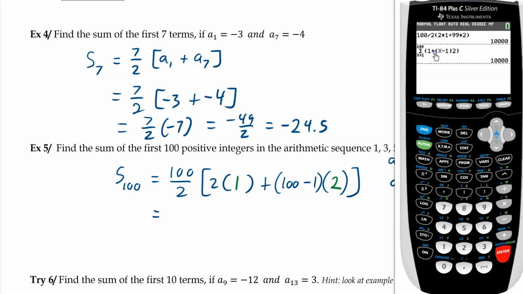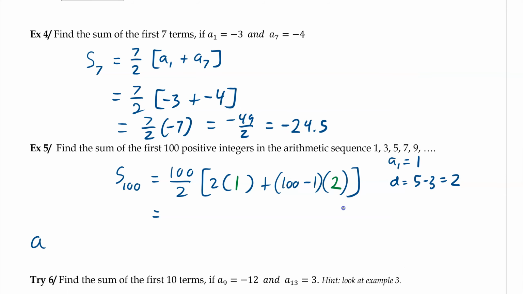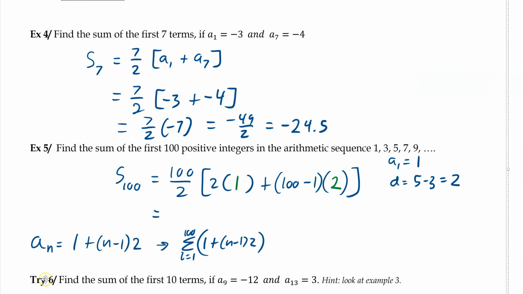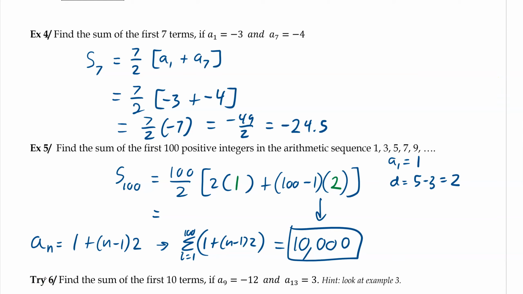You can also just take your general term, right? Our a sub n equals a sub 1 plus n minus 1 times 2. And so as a sum, this would be i equals 1 to 100, first 100 terms of our general term. So that is a way to figure it out as well. We know that that's every single term. So if we plug that into our calculator, you get the same answer. See, they both come out to be 10,000. Either one, however you look at it, it's 10,000.